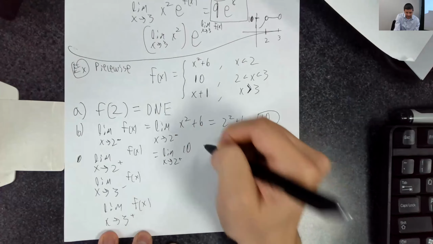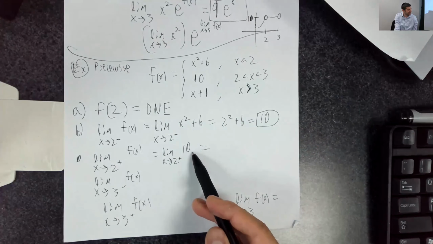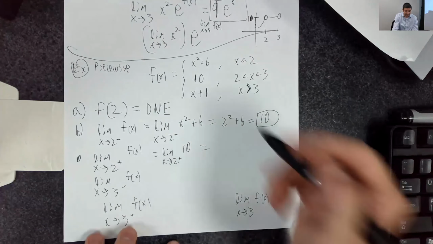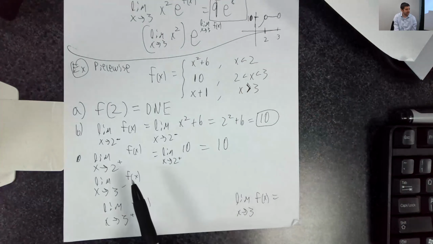Second function, 10. What's the limit of a constant? We just plug in x equals 2. A constant function always stays the same, just 10. Right, it stays the same. Yeah, constant function. It's easier to plug in. There are no x's. By the way, what's the actual limit as x goes to 2?